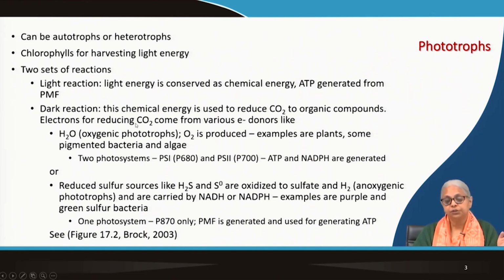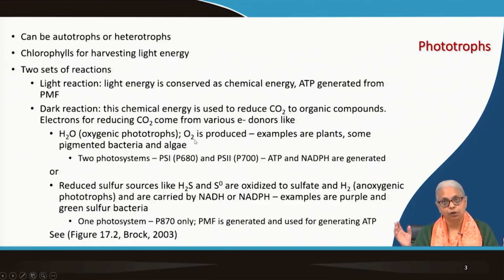Now, electrons for reducing CO2 from different electron donors can be done in different ways. So here we have 2 examples. We have what are called oxygenic phototrophs, and we have anoxygenic phototrophs. Under oxygenic phototrophs, the electron donor is water, and oxygen is produced.